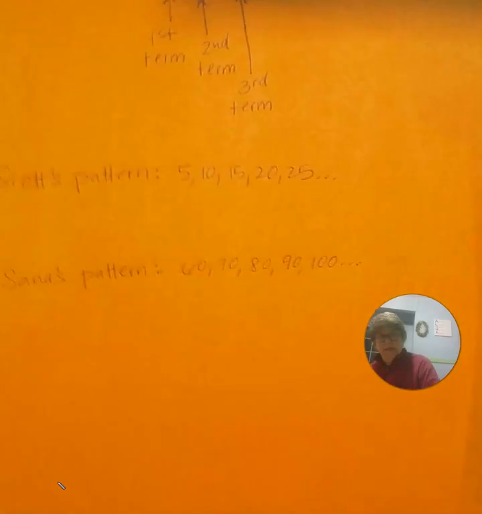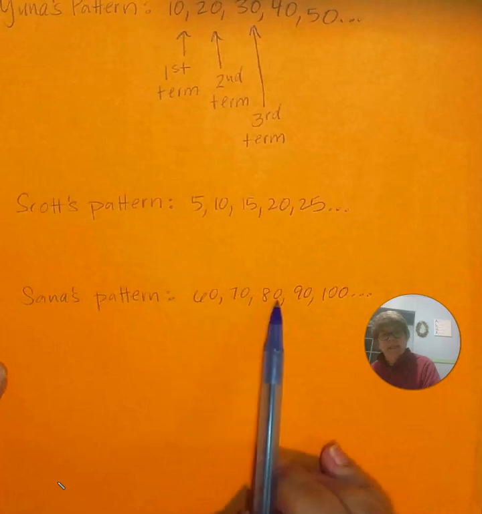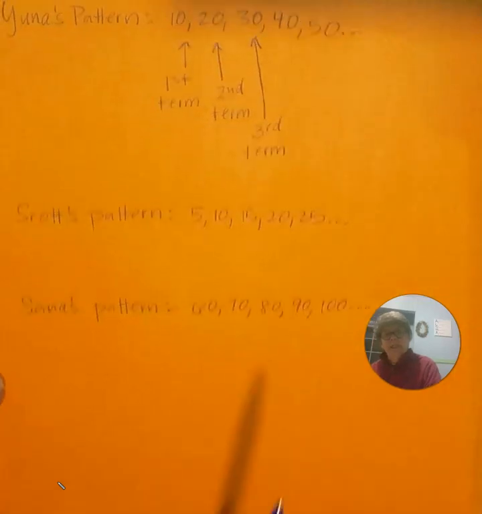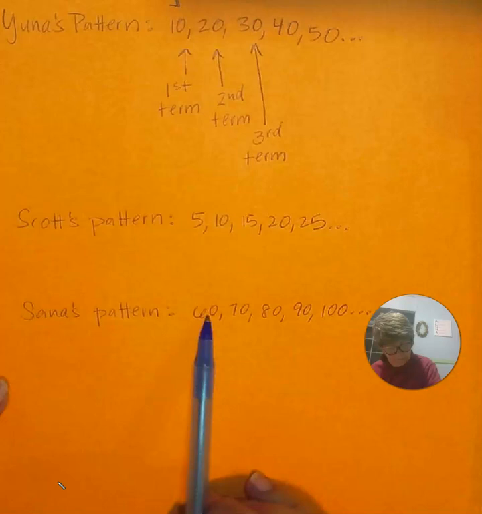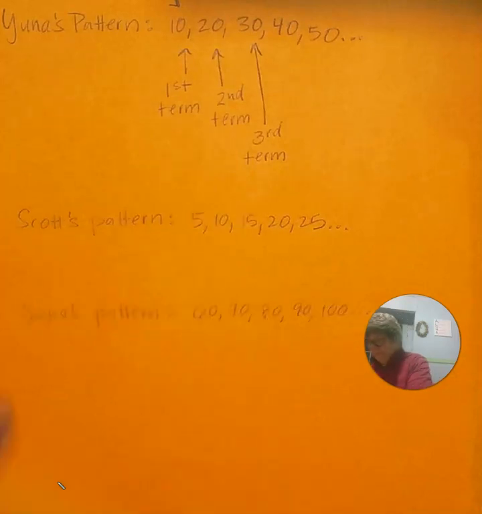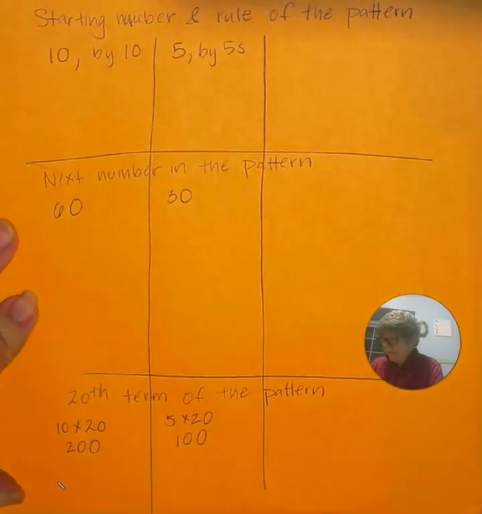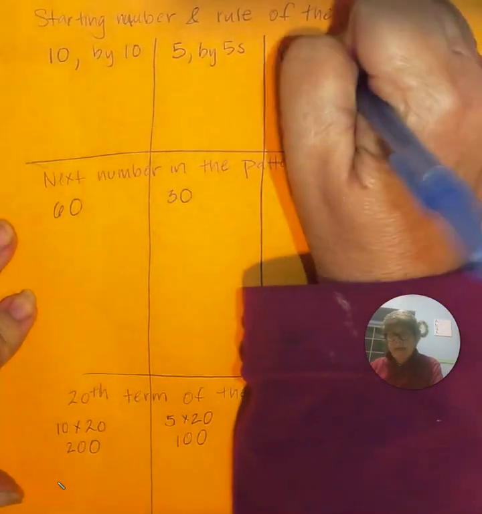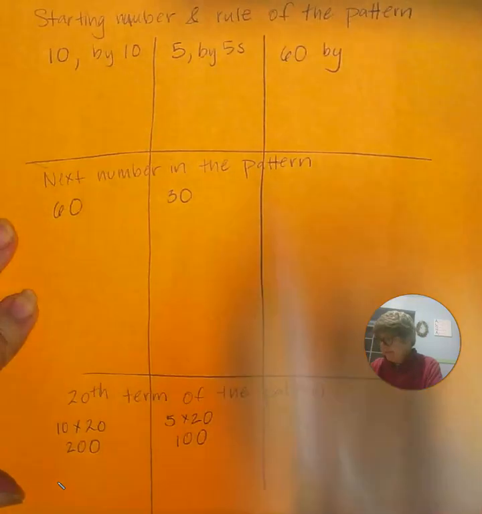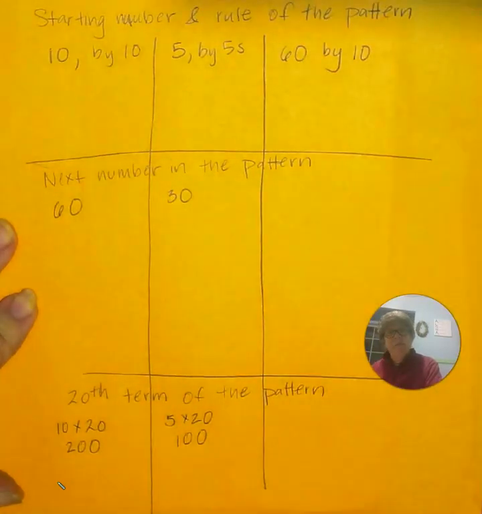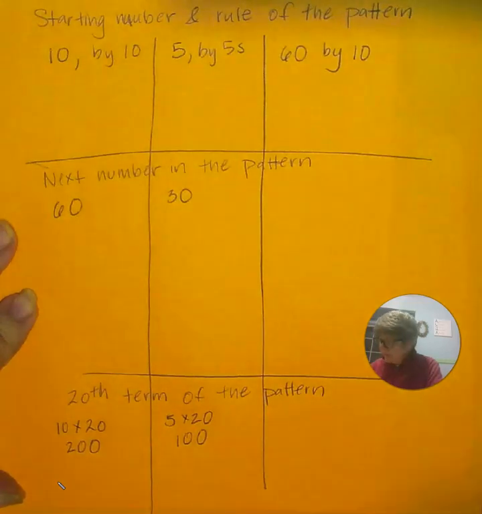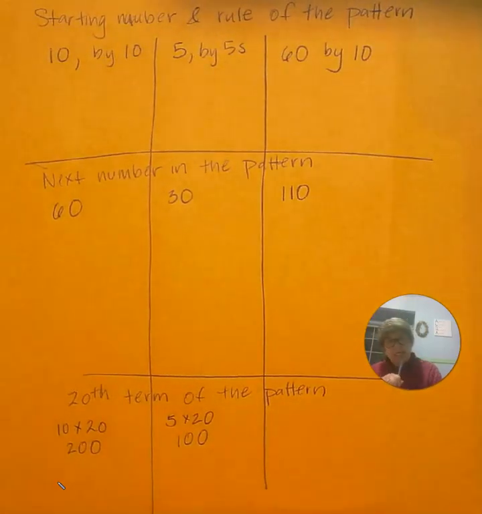Let's look at Sana's pattern. Her pattern is 60, 70, 80, 90, 100. So a little bit different, right? We're starting at 60. And the starting number for Sana, 60. Counting by tens, 60, 70, 80, 90, 100. What would be the next number? 110, counting by tens. What would be the 20th term in this pattern?